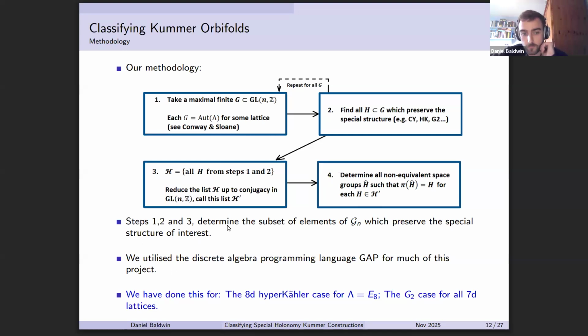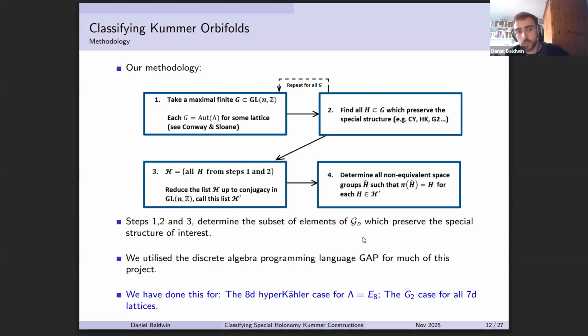And yeah, so we made heavy use of the discrete algebra programming language GAP for this work. And so we've done this process for the 8-dimensional hyperKähler case, but we restricted the lattice to the E8 lattice, which in hindsight was unnecessarily restrictive. So there's more to do here, but we have results for that case, and then we also have some preliminary results for the G2 case for all 7D lattices.